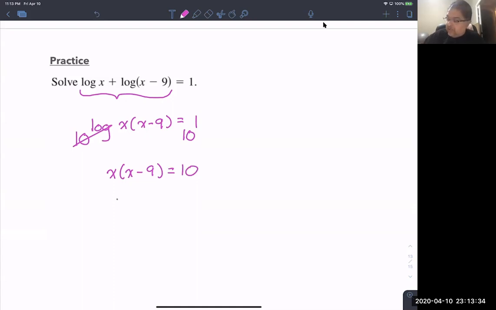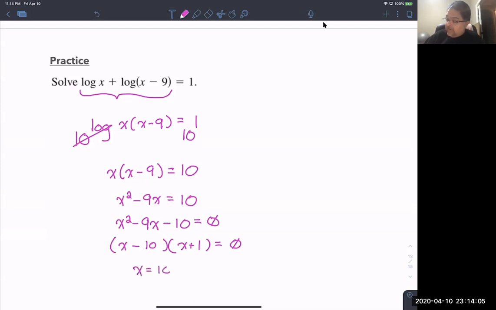So how do I solve this? Well, we first are going to distribute my x. And then we realize that this is a quadratic equation, so in order to solve, I have to move everything to one side so that the other side equals 0. Factor. Two numbers that multiply to give me negative 10, but add to give me negative 9. That's x minus 10, x plus 1. So my solutions are 10 and negative 1.